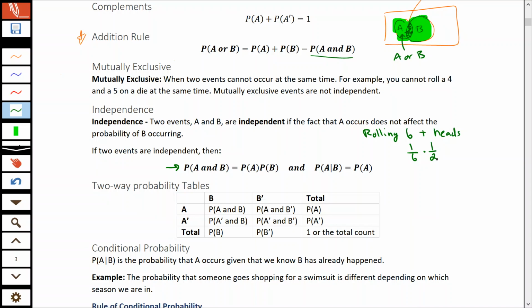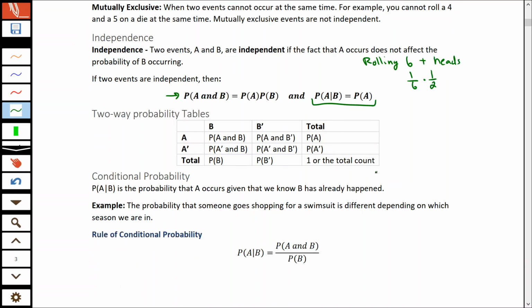This also means that conditional probability, that probability of A given B, is just equal to the probability of A. That if A and B are independent from each other, they don't impact each other, then one of those events happening does not change the probability of the other.